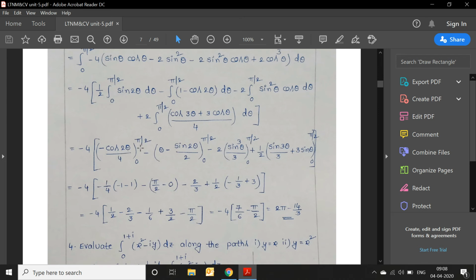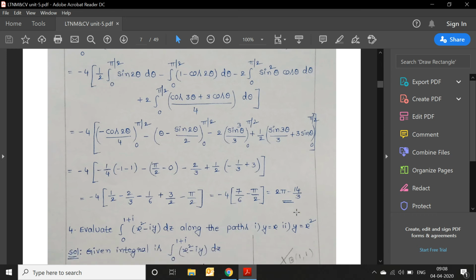Here if you substitute pi by 2 for theta, cos pi value is minus 1, cos 0 value is 1. Here also pi by 2, sin pi value is 0, sin 0 value also 0. Next, sin pi by 2, so 1 whole cube by 3, minus lower limit 0. Next plus 1 by 2 into sin 3 theta, sin 3 pi by 2 value is minus 1, so minus 1 by 3 plus sin pi by 2 value is 1, lower limit is 0. Then if you simplify that, we get the value 2 pi minus 14 by 3.